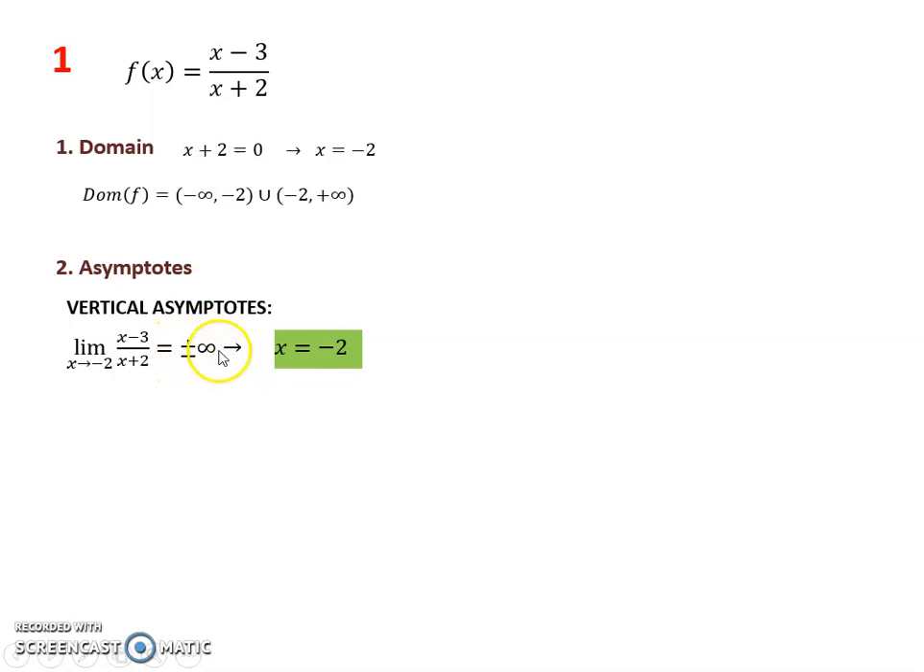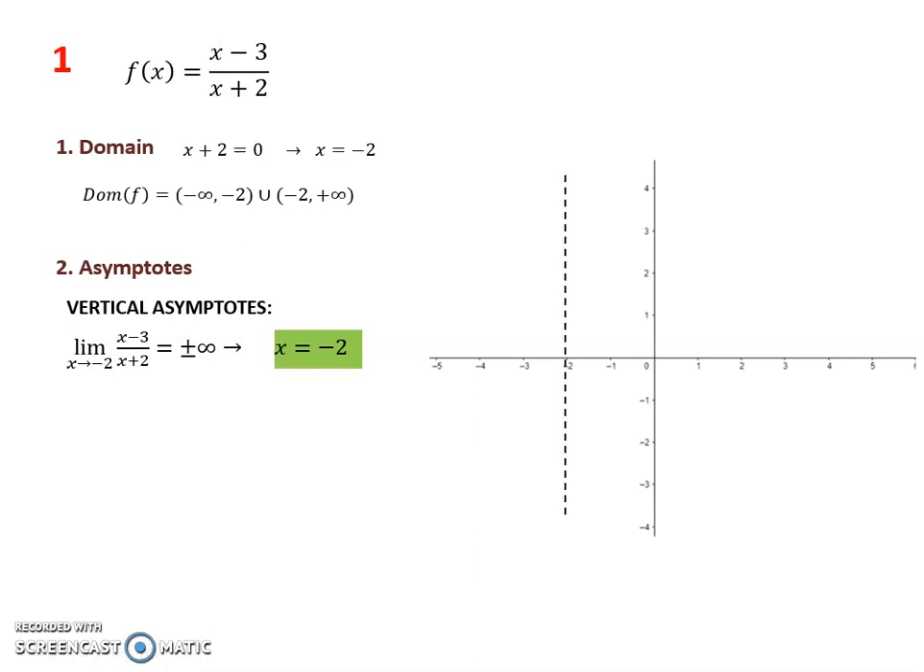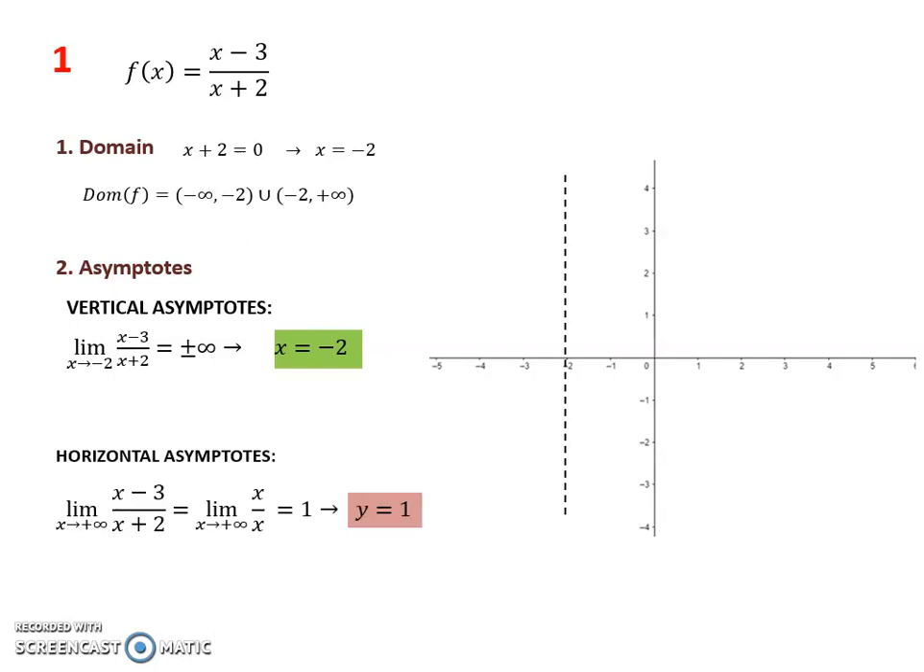If the solution was a number, it meant we didn't have any kind of vertical asymptote. But this is not the case. It's just plus minus infinity. So, okay, we've got the vertical asymptote. At this point, you should be drawing a sketch of the graph. Draw the x-axis, y-axis, and locate the x equal minus 2 asymptote.